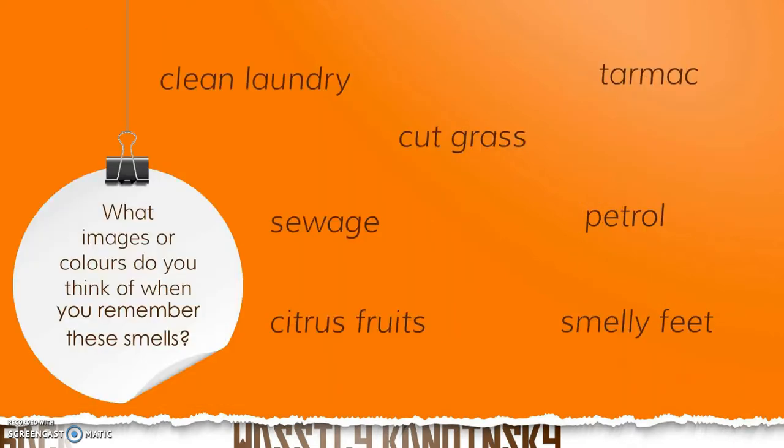So before we move on to our independent activity, I just want you to end up with this activity. Looking at these different things: clean laundry, tarmac, cut grass, sewage, petrol, citrus fruit, smelly feet. I want you to think about the images or colours that you think of when you remember those smells. So for this one, take one of the words, close your eyes, and just think about what shapes and colours you would actually have. For example, clean laundry.